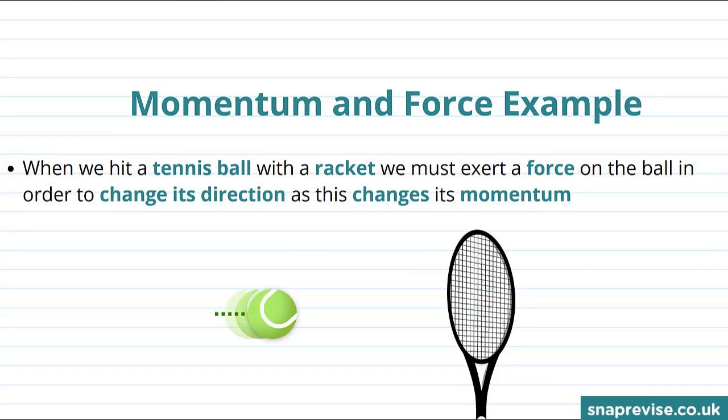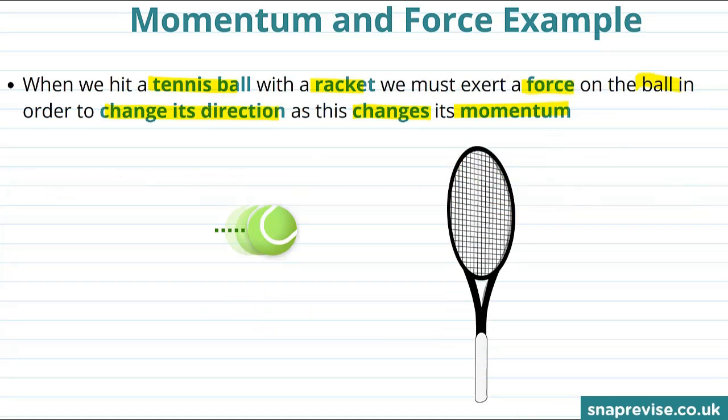So we just learnt that the force is equal to the rate of change of momentum. Let's take a look at an example where we're going to use this relationship. Let's imagine that we hit a tennis ball with a racket. In this case, we must exert a force on the ball in order to change its direction. And that's because since momentum is a vector, changing its direction means changing its momentum.